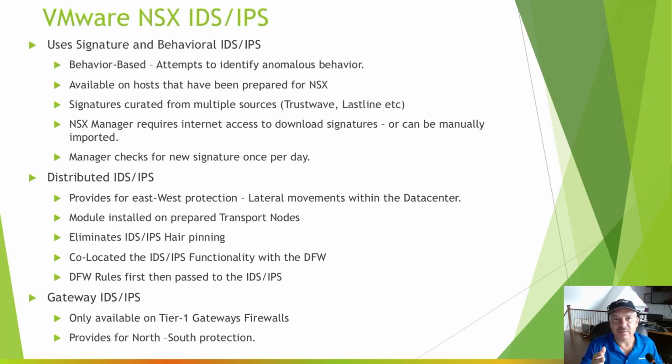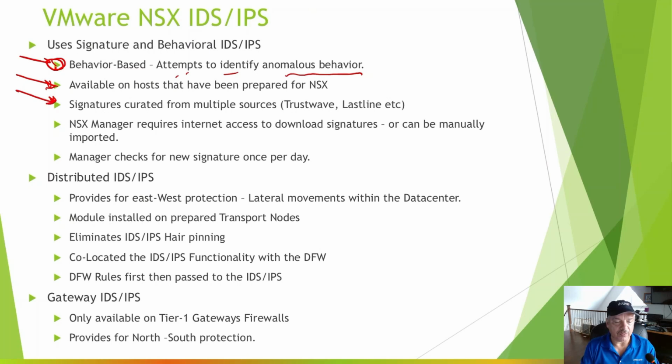Now, what is VMware's IDS/IPS? Let me just go through it. First of all, we do signature-based and behavioral-based. It attempts to identify anomalous behavior. There are certain things it looks for, like maybe too many SSH login attempts, that type of thing. It's available on hosts that have been prepared for NSX.